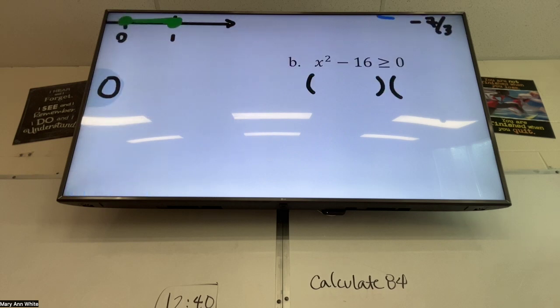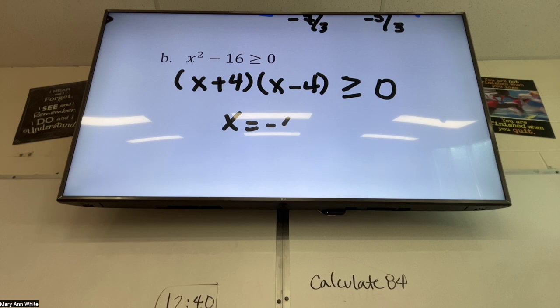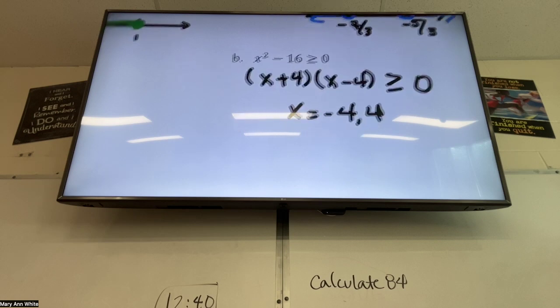Ooh, that's a difference of squares. You guys remember difference of squares? X squared. You gotta do it. X plus 4, X minus 4. That's as good as it gets. I can't simplify anymore, so I just say my zeros are -4 and +4.